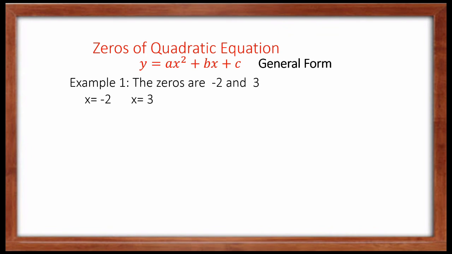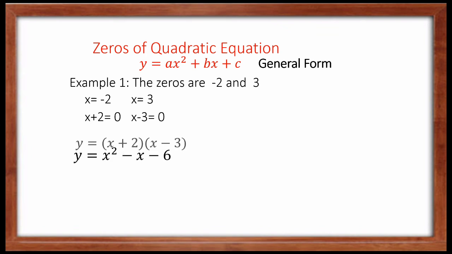Anong gagawin natin? Equate muna natin sa x variable. X equals negative 2, x equals 3 because the zeros are also the roots of the given quadratic equation. Then after that, equate natin sa 0 ang dalawa nating roots. Okay, x plus 2 equals 0, x minus 3 equals 0. Bakit nagpalit ng sign? Dahil lumiba ng equal sign.